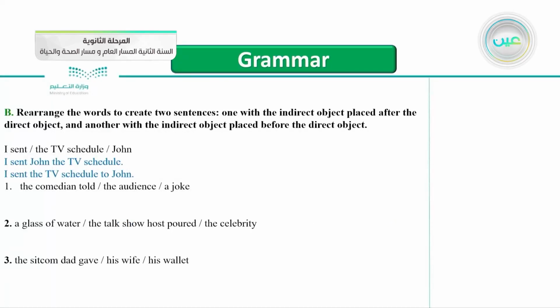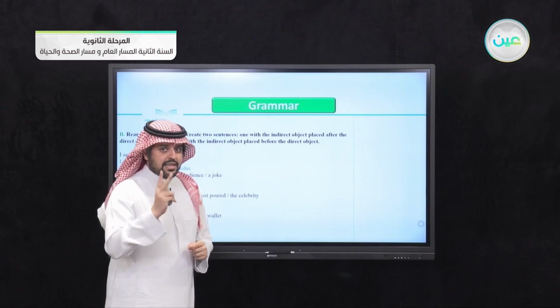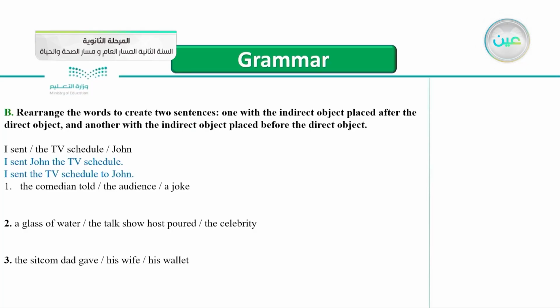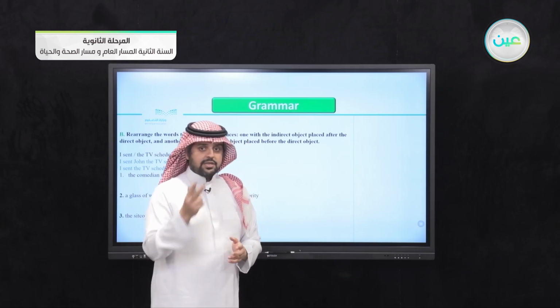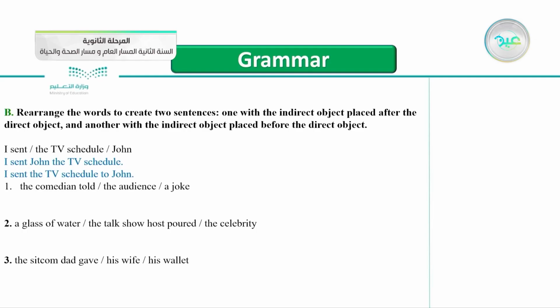The second exercise here, rearrange the words to create two sentences. Pay attention, not one, two sentences. One with the indirect object placed after the direct object, and the other one, the indirect object placed before the direct object. So we have to switch the direct and the indirect object places. The first one here is already done. I sent the TV schedule, John. We have two sentences. I sent John the TV schedule. I sent the TV schedule to John.